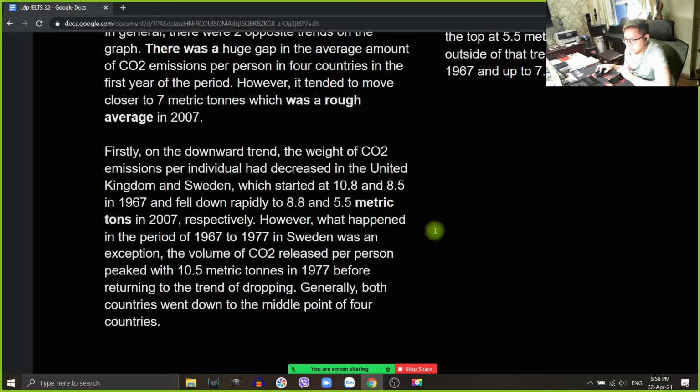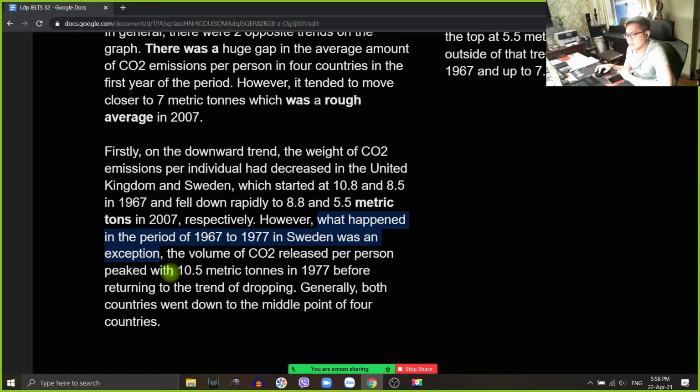Respectively. However, what happened in the period of 67 to Sweden was an exception. Cái điều đã diễn ra ở cái giai đoạn 67 đến 77 ở Thụy Điển đã là một cái sự ngoại lệ. Rất hay. This is quite a style here. Good style, actually, good style of writing. Một cái phong cách viết khá tốt đấy. Was an exception. The volume of CO2 released per person peaked. With peak at hay là peak with? Vậy luôn.